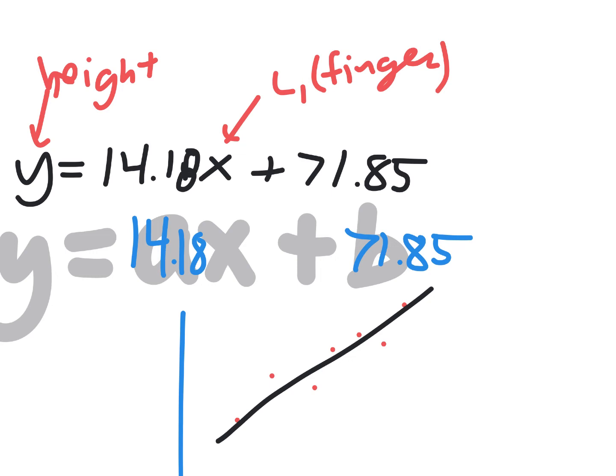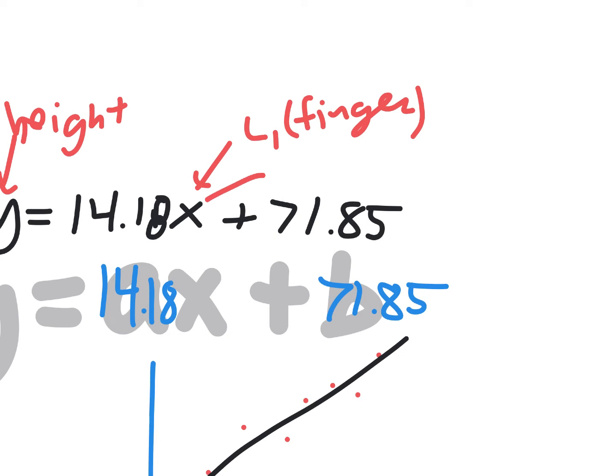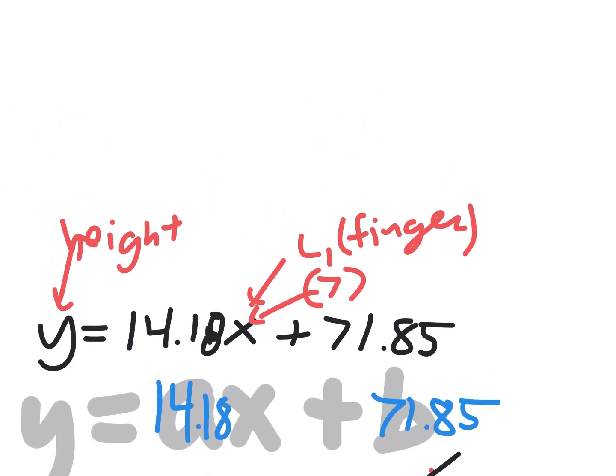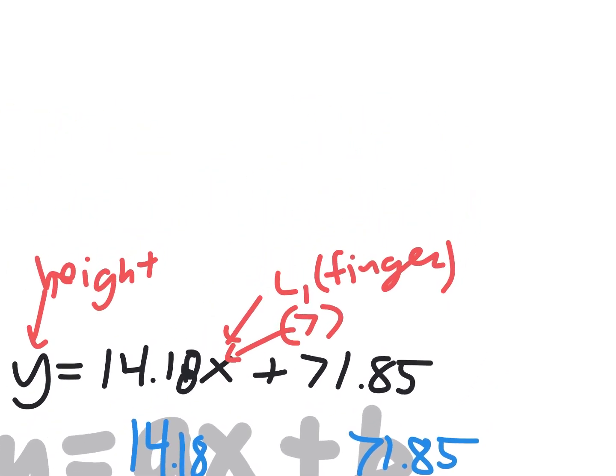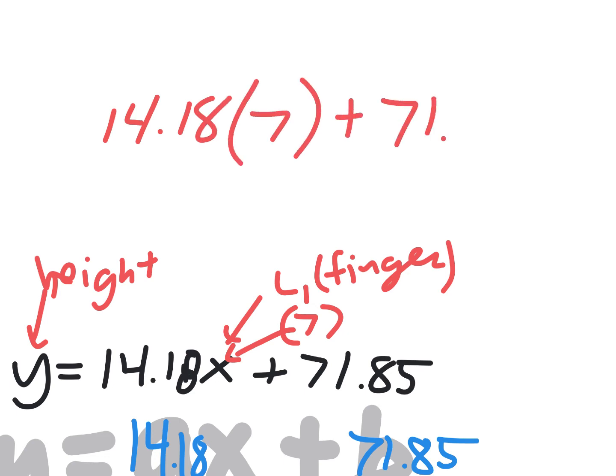If it turns out that the finger was 7 centimeters long, it's smaller than all of our data, but we would put the 7 here. Well, how are you going to do that on the calculator? I would clear off your screen. We already have the equation written down. And hit second quit to get out of the weird thing you're in. Second quit will get you out of that, a nice blank screen. And you type in 14.18 times the 7, because that's the finger length, plus 71.85.